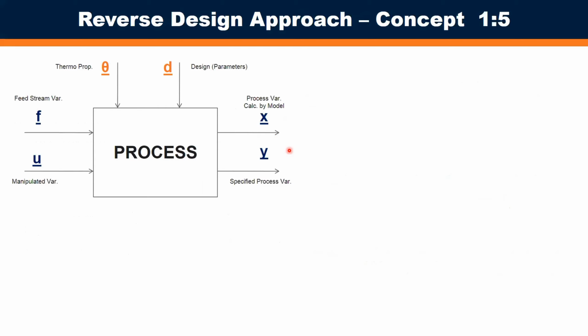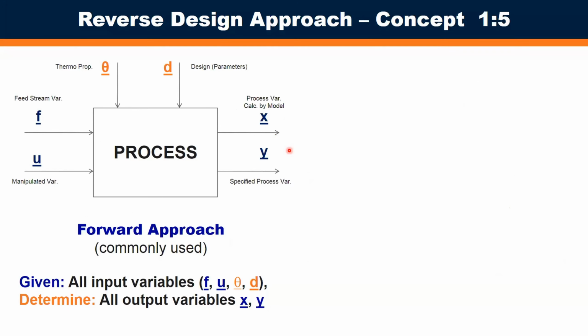And so one way to look at this more mathematically is to say, okay, we have a process with a series of inputs and outputs. In the forward approach, what's given is all the input variables. We have the feed stream specifications, the manipulated variables, the thermodynamic properties, and our design properties. And then we calculate our outputs. And if we're happy with the results, then we're done. If not, we have to go back and change the design parameters or the manipulated variables. And so this is an iterative approach.